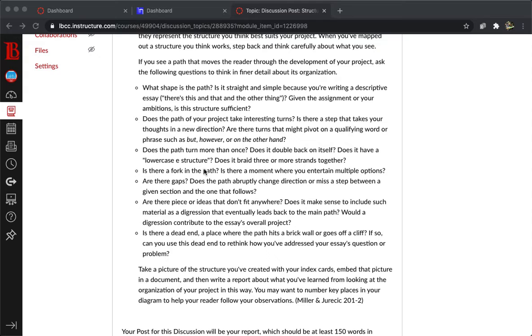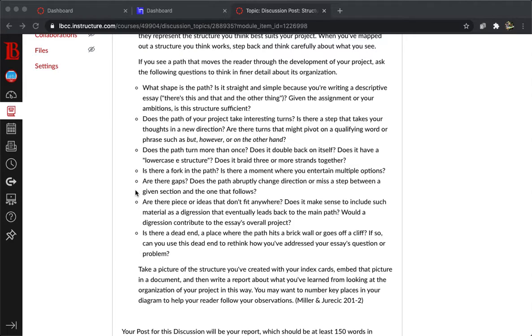Is there a fork in the path? Is there a moment where you entertain multiple options? So in some cases, there might be instances where it could be this or it could be that. And if you explore both of those options, then you're creating a sort of fork in the path of your essay structure, right? Do you do that at all? If not, it's okay, but you want to pay attention to those things.